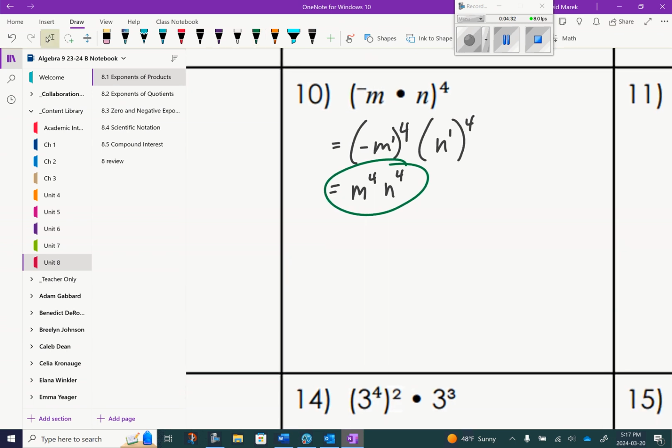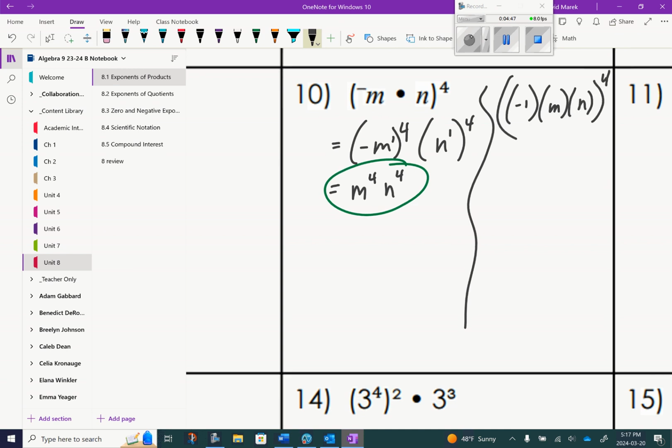Now, the other way that you can look at this is that this really means negative 1 times m times n, and this is all to the 4th power. So we have to take negative 1 to the 4th times m to the 4th times n to the 4th. Well, negative 1 to the 4th power is positive 1, which gives us the same exact thing.